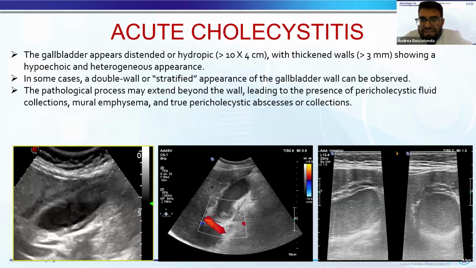In the most relevant cases, we should observe, as in the figure on the right, the so-called double wall of stratified appearance that is an ultrasound sign of severe acute cholecystitis. And then the pathological process can extend over the wall of the gallbladder, thus leading to fluid collection, mural emphysema, and pericholecystic abscesses.